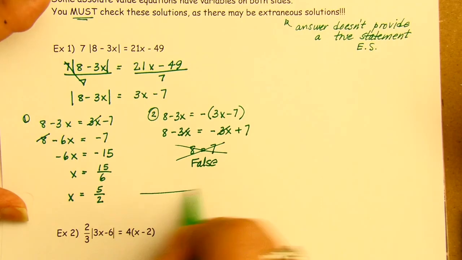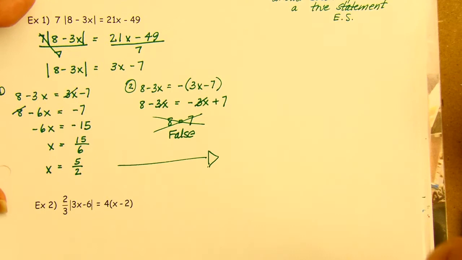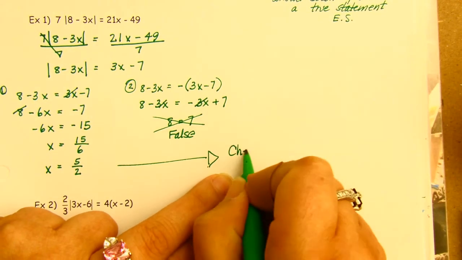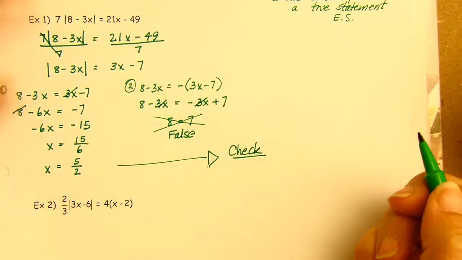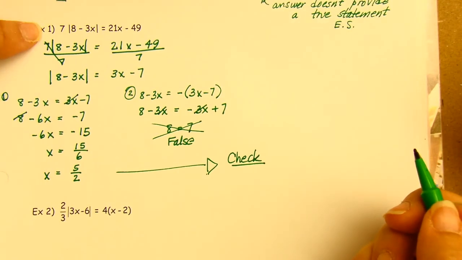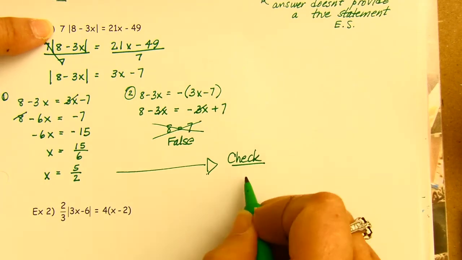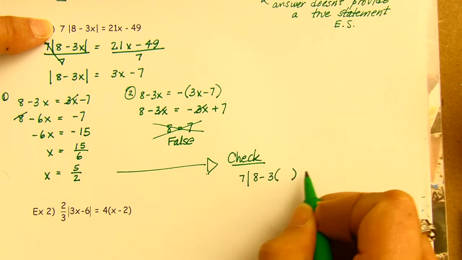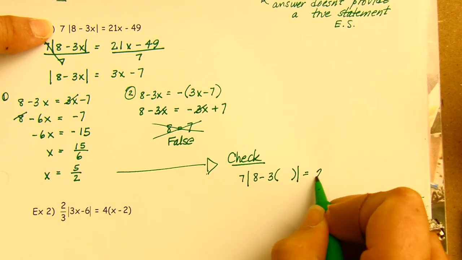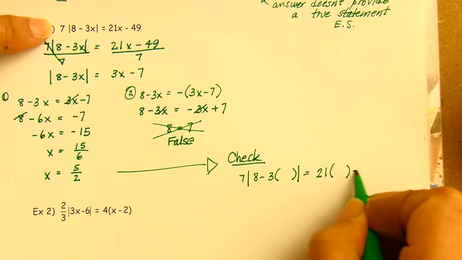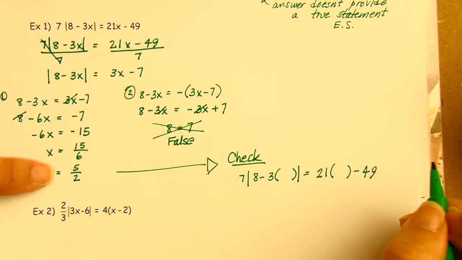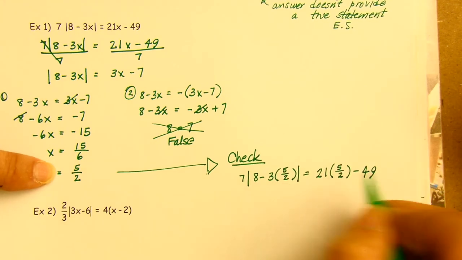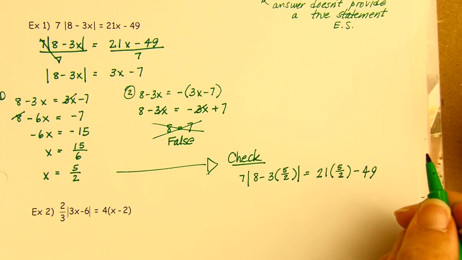Now, I do have to check these, and I'm going to just check one solution because the other one was a false statement. I have no solution. Remember, you must check it in the original problem that you were given, which is up here. So I'm going to copy this. 7 times the absolute value of 8 subtract 3, I'm going to put a space for x and close my bar, equals 21 space for x minus 49. Now I'm going to take my x and substitute it. 5 halves. 5 halves. And you might want to use a calculator.